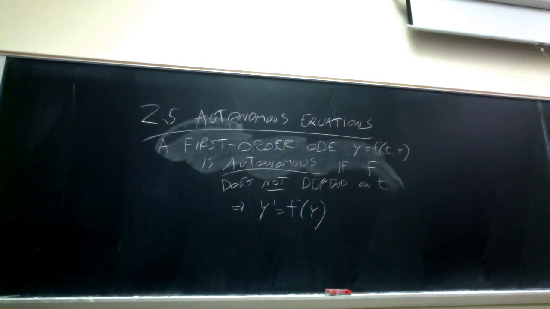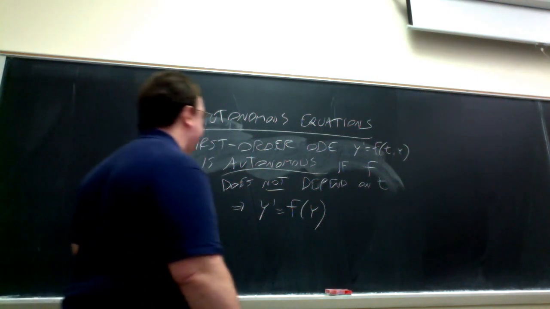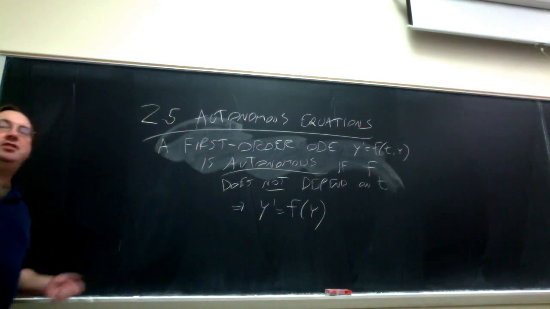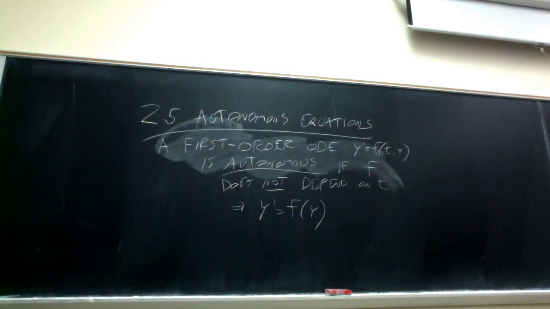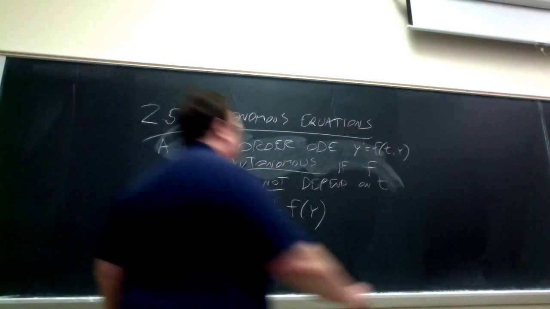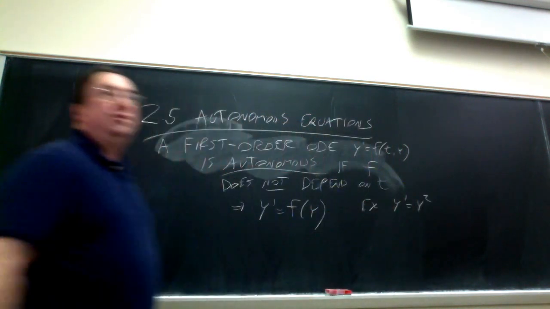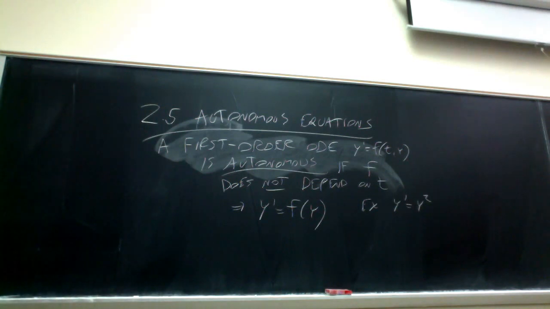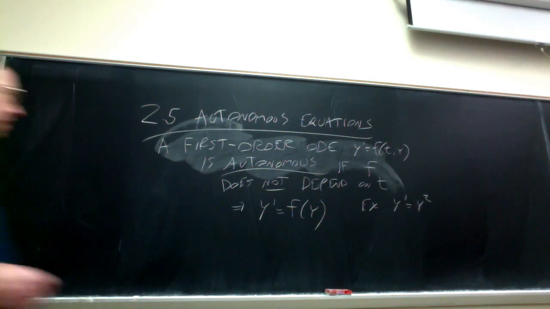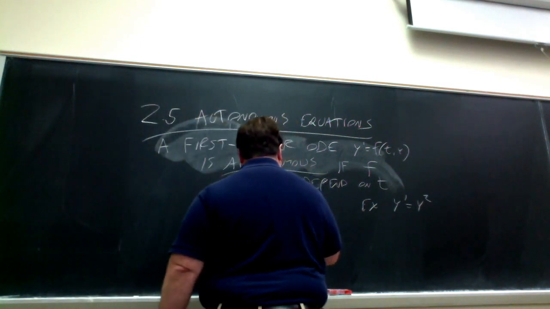Now, if you think in terms of how we classify equations for the purpose of solving them, what kind of equation would this be? As an example, y prime is equal to y squared. That's an autonomous equation. So how would you classify that for the purpose of solving it? Possibly separable. It is separable. Any equation of this form is separable.